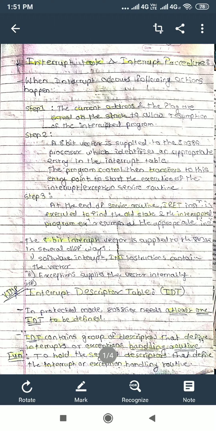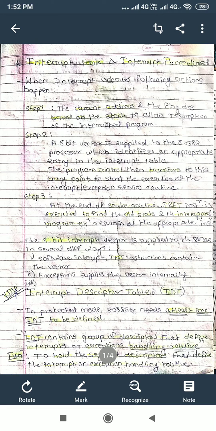Now, what happens when an interrupt occurs? Then the following actions must be taken. Step 1. The current address and the flag are saved onto the stack to allow resumption of the interrupted program. What does it mean? When your processor is executing one particular program and at the same time an interrupt occurs, then the processor has to save its current address and suspend the working of the task, and it should serve the interrupt first, and again it can resume the interrupted program.